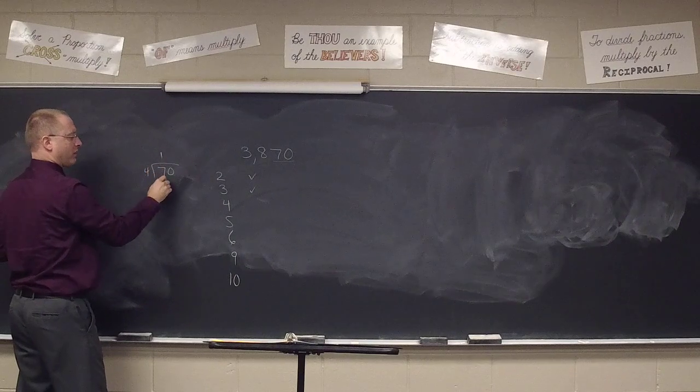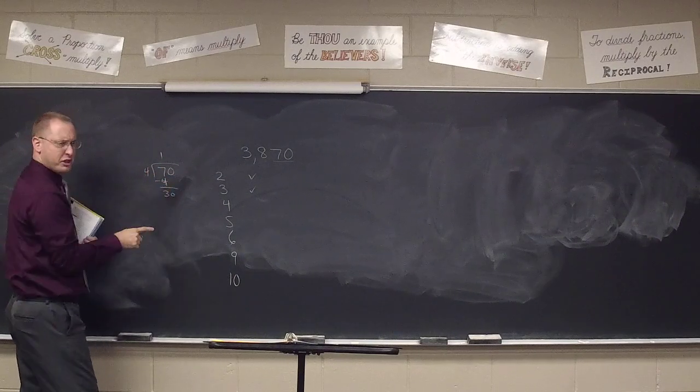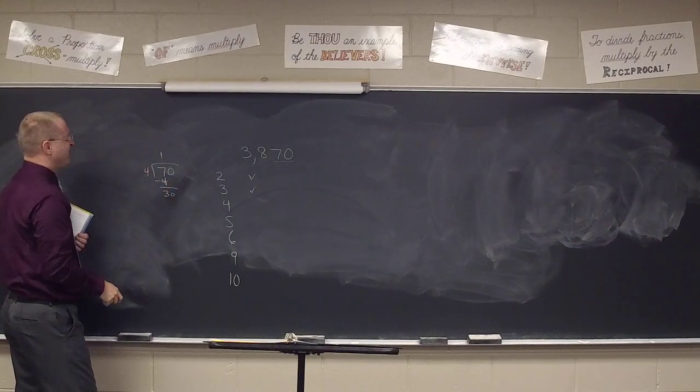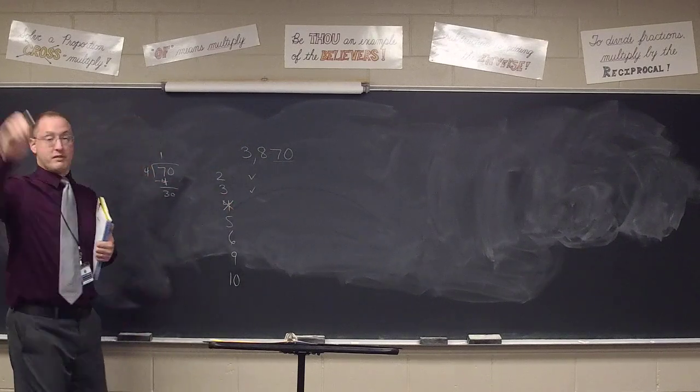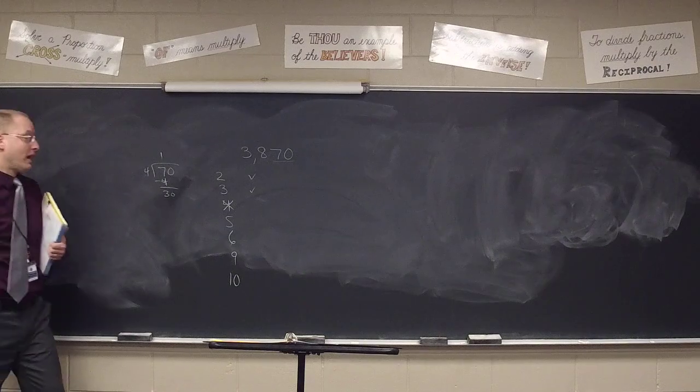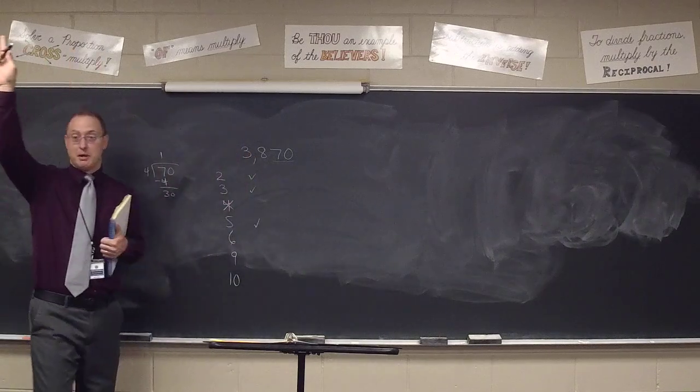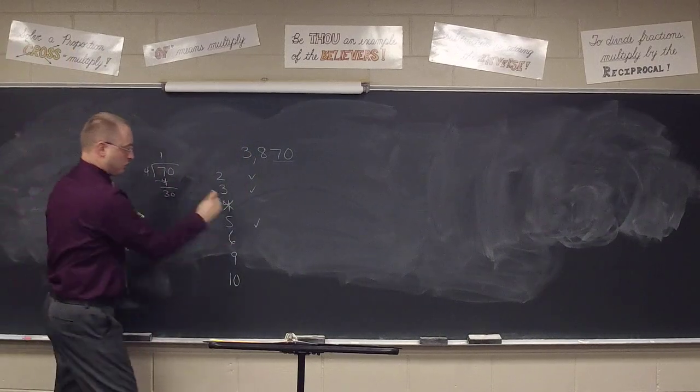4 goes into 7 once, right? With 3 left, does 4 go into 30 evenly? No. So is it going to be divisible by 4, class? No. All right, how many say divisible by 5? Show of hands. All right, most of you are on board with the 5. How about the 6? How many on board with the 6? Yep, because 2 and 3 both work.